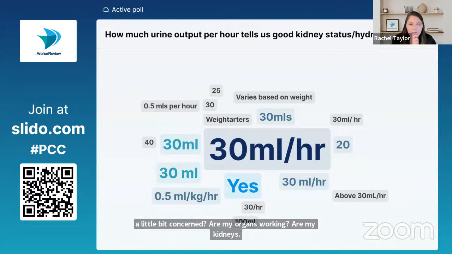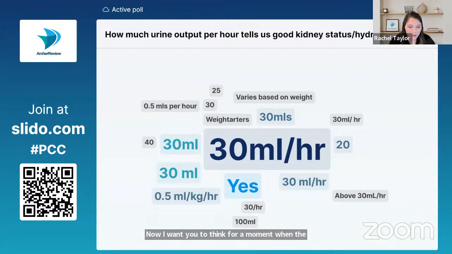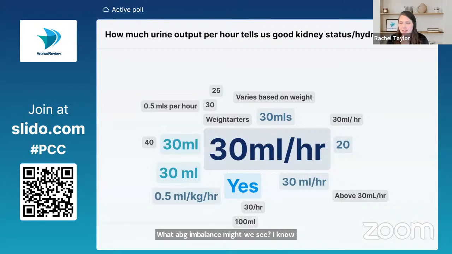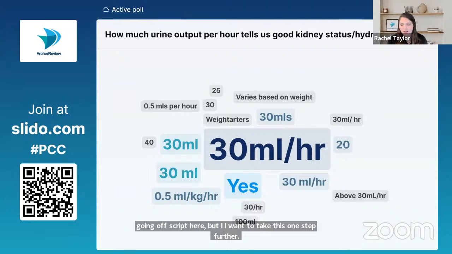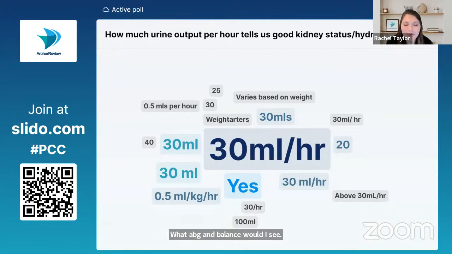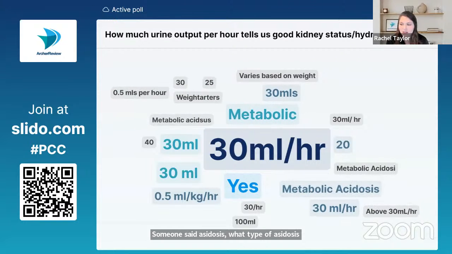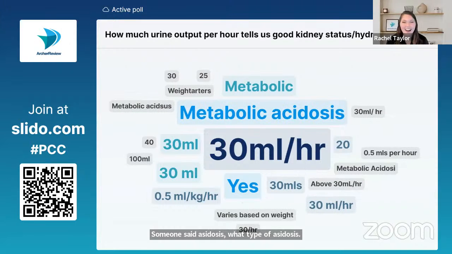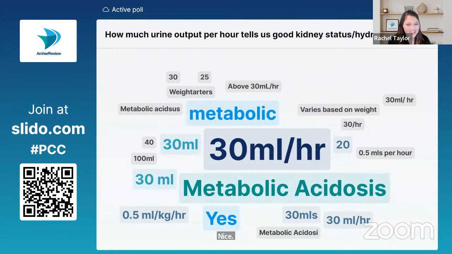Now, I want you to think for a moment, when the kidneys aren't perfusing, what ABG imbalance might we see? I know I'm totally going off script here, but I want to take this one step further. What ABG imbalance would I see? Someone said acidosis. What type of acidosis? Nice. Nice. Y'all are awesome. Great job. It's going to be metabolic acidosis.